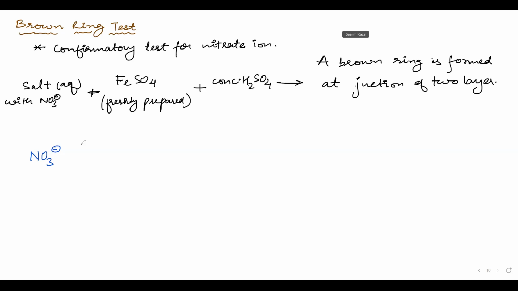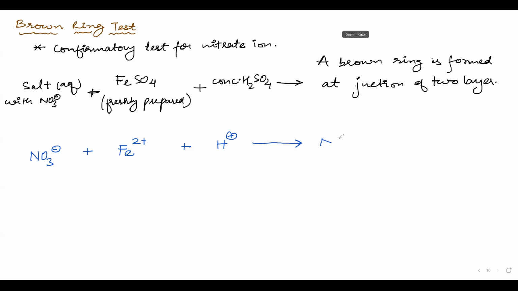Now FeSO4, in this Fe is in the oxidation state which is 2 positive, because SO4 is 2 negative, so Fe will be 2 positive. Plus, we have concentrated H2SO4. Now from concentrated H2SO4, you will get H plus ions. Okay, so these are the ingredients from the reactants which are responsible for making the brown ring at this junction.